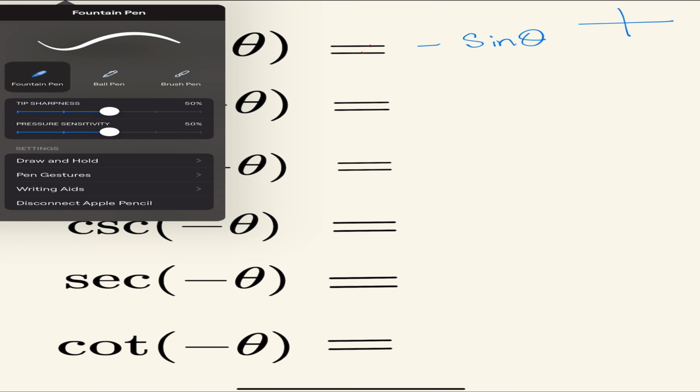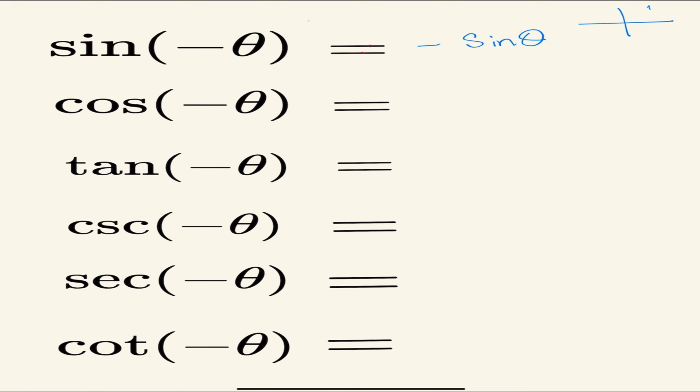Here you go. So this is the first quadrant, this is the second, this is the third, and this is the fourth, right? So sine of negative theta means the angle goes here, in the fourth quadrant. In the fourth quadrant, sine is always negative. All right? In the fourth quadrant, cosine is positive. So cosine of negative theta is just cosine theta.